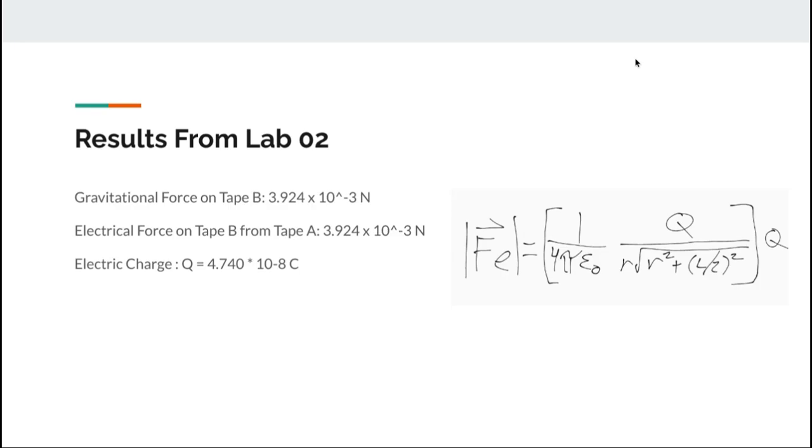And so going into Lab 2, we just used the same gravitational force from Lab 1. The gravitational force on tape B was 3.924 times 10 to the negative 3 newtons. And so this is equal to electrical force on tape B, since they're equal just in opposite directions. And so that gives us again 3.924 times 10 to the negative 3 newtons. And then using an electrical force on a rod, we can get the electrical charge Q equals 4.74 times 10 to the negative 8 coulombs. And we're using this electrical force of a rod since the tape can be represented as a linear segment of multiple charges, similar to how a rod acts. And so that gives us Q.